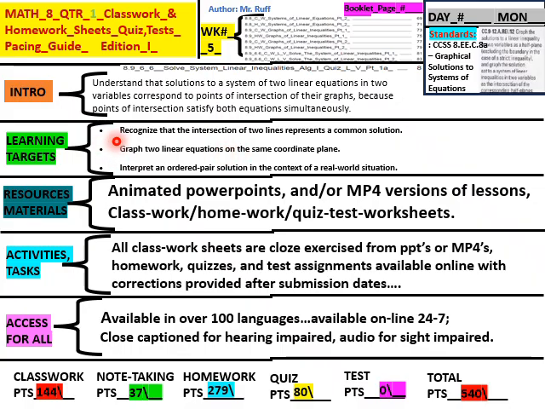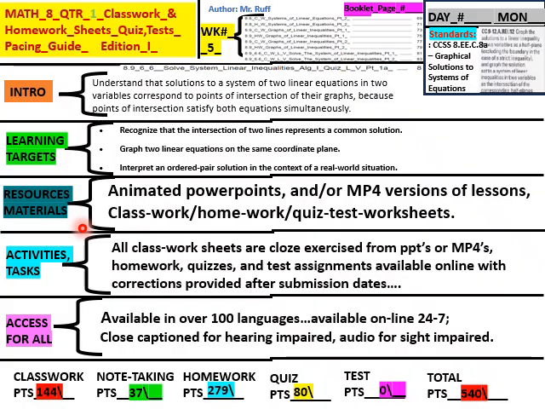And then our learning targets are: recognize that the intersection of two lines represents a common solution, graph two linear equations on the same coordinate plane, and then interpret an ordered pair solution in the context of a real-world situation. So we get into story problems, word problems here that contain these standards.